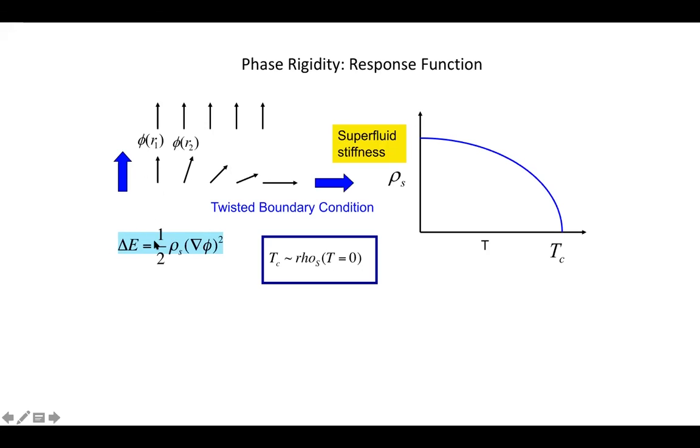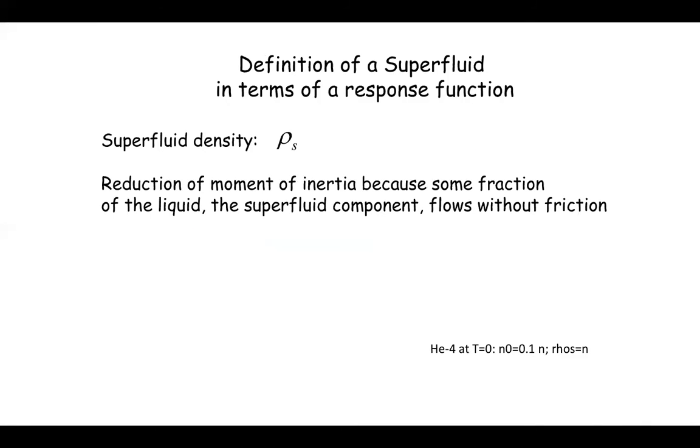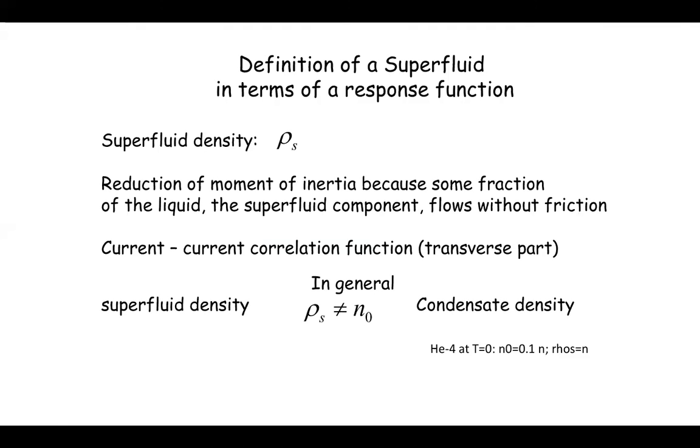grad phi square. We saw such a term in our Landau theory as well. So the coefficient of grad phi, which is the relative twist between two sites, that coefficient is called the superfluid density or superfluid stiffness. And that quantity also measures superfluidity. Now the two quantities are different. So in general, superfluid stiffness is not equal to the condensate fraction or condensate density.